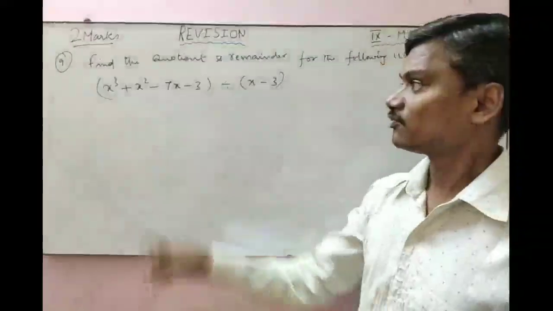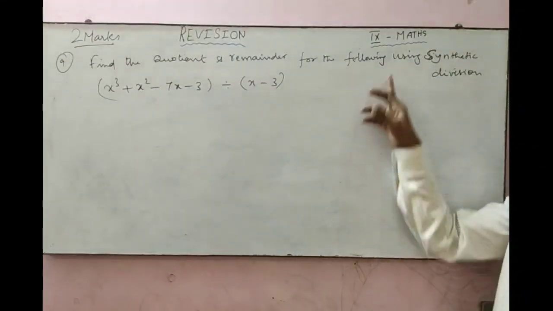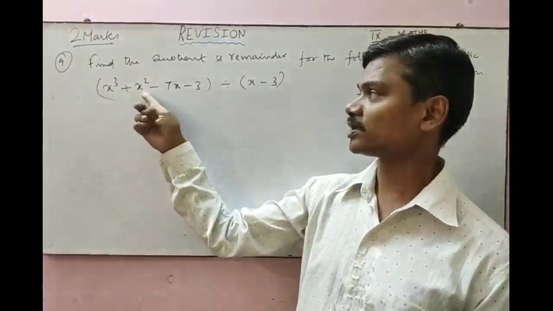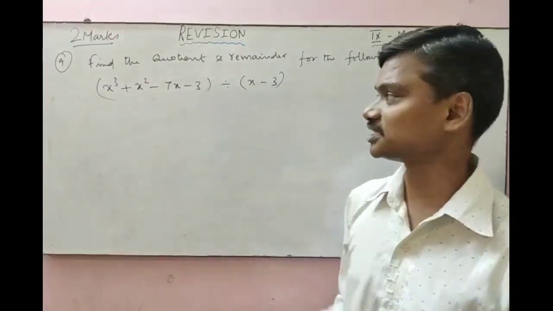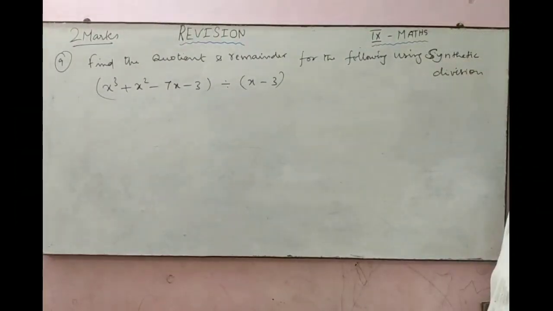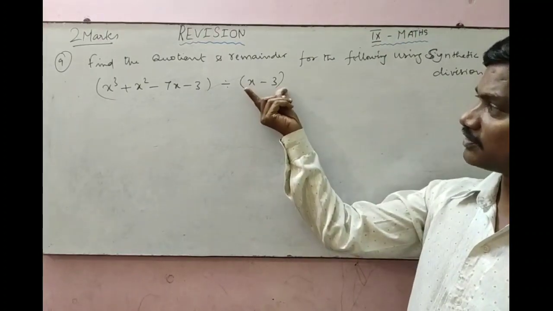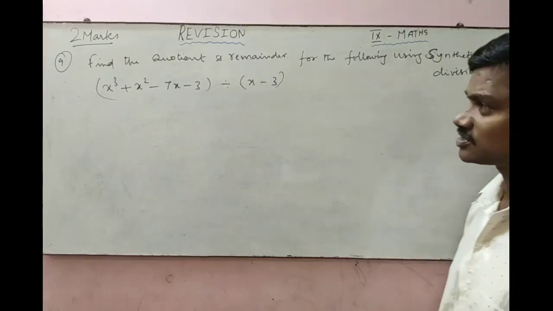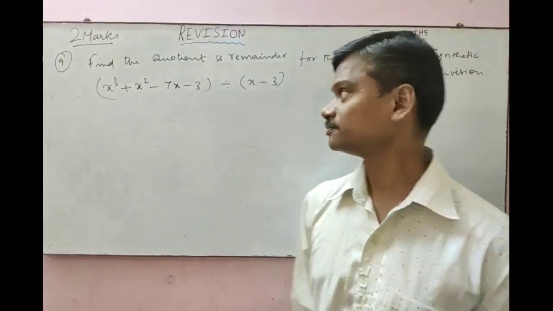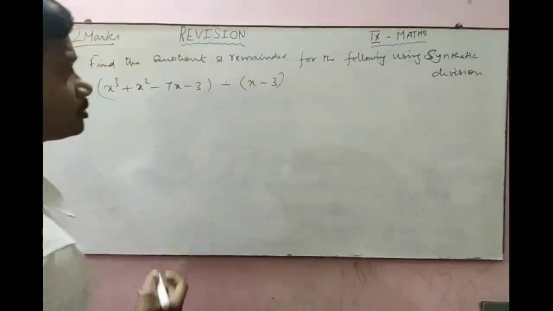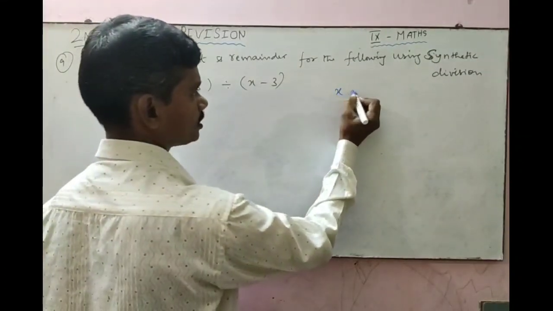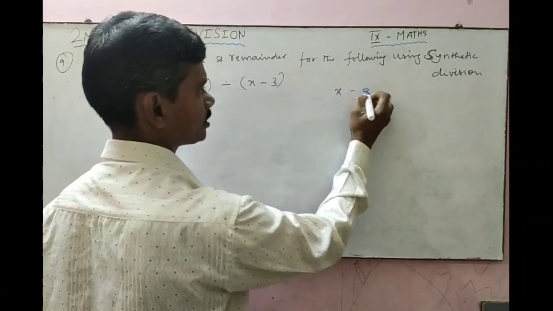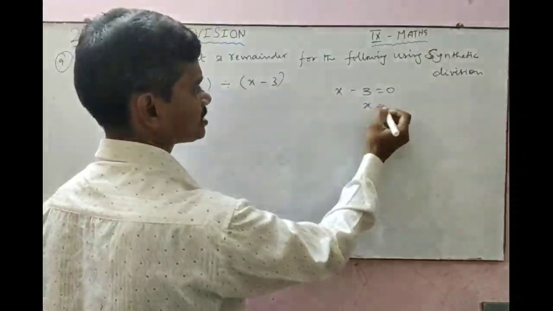Next sum is find the quotient and remainder for the following using synthetic division. Here the polynomial is x cube plus x square minus 7x minus 3 divided by the linear polynomial x minus 3. So the divisor should be linear, then only we can use the synthetic division. Synthetic division is different from the ordinary division. First I am going to find the number which should be divided. For that I have to take the divisor x minus 3 and equate this to 0. I will get x is equal to 3.